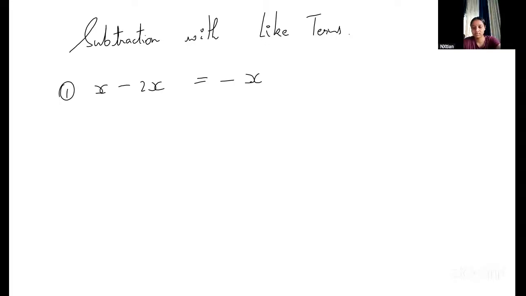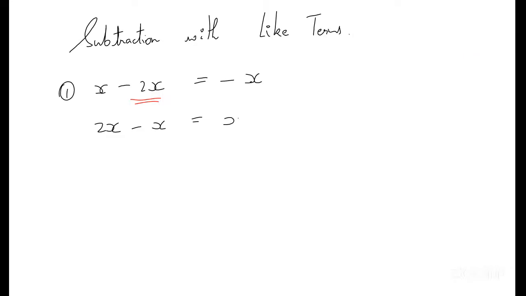Because there's a minus. Yes, because which is the bigger term? Minus 2x. And since the bigger term is negative, the answer is going to be negative. If I wrote it the other way, reversing the order, 2x minus x, the answer would simply be x. But I have x minus 2x. The bigger term is negative, so the answer is also going to be negative.